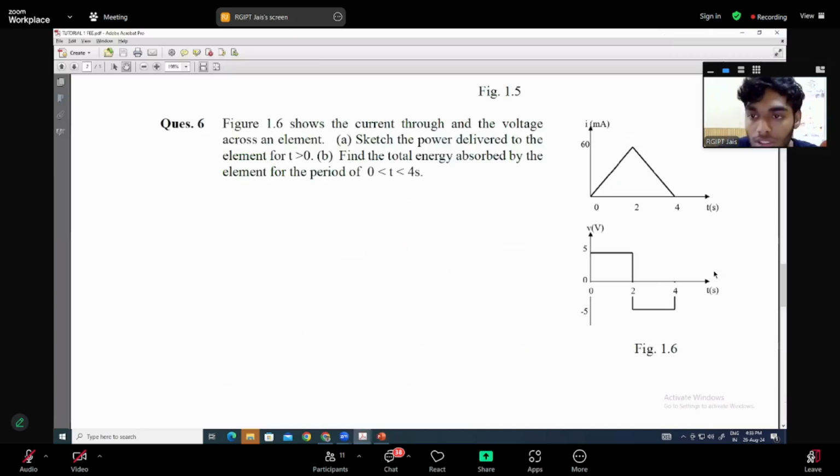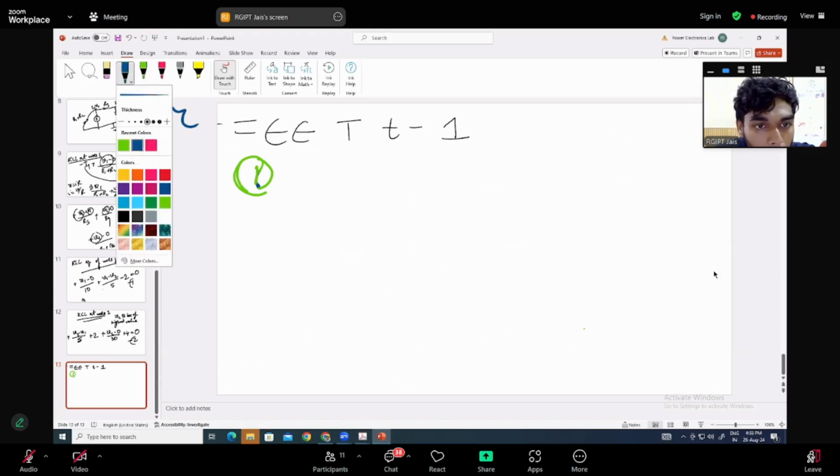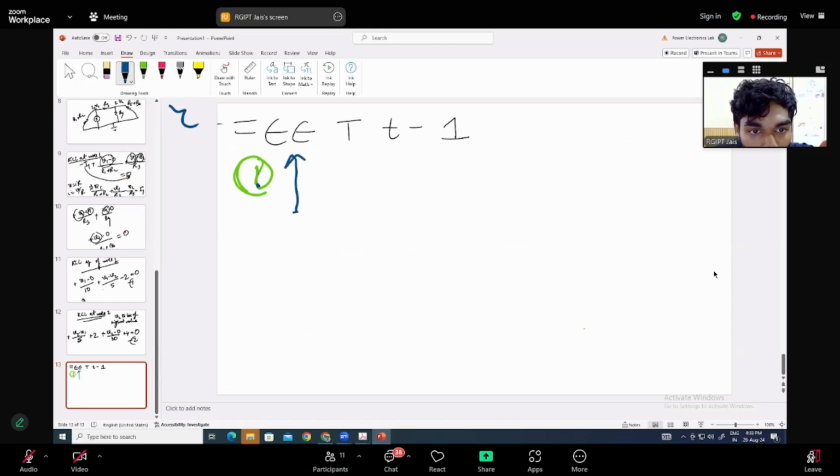Look into this question. First we'll be drawing the graph for this power using this current and voltage graph. For your reference, I'm drawing this current graph as well as this voltage graph here. This is per ampere into time. That is like a triangle with maximum peak at 2, and this is 0 and this is 4. And the maximum current we're getting is 60.